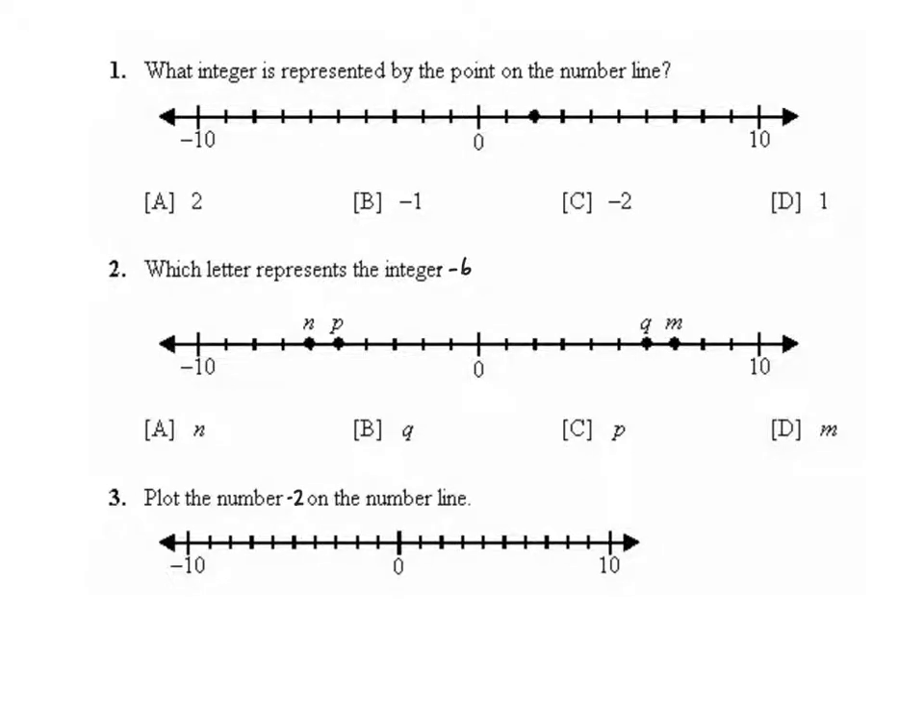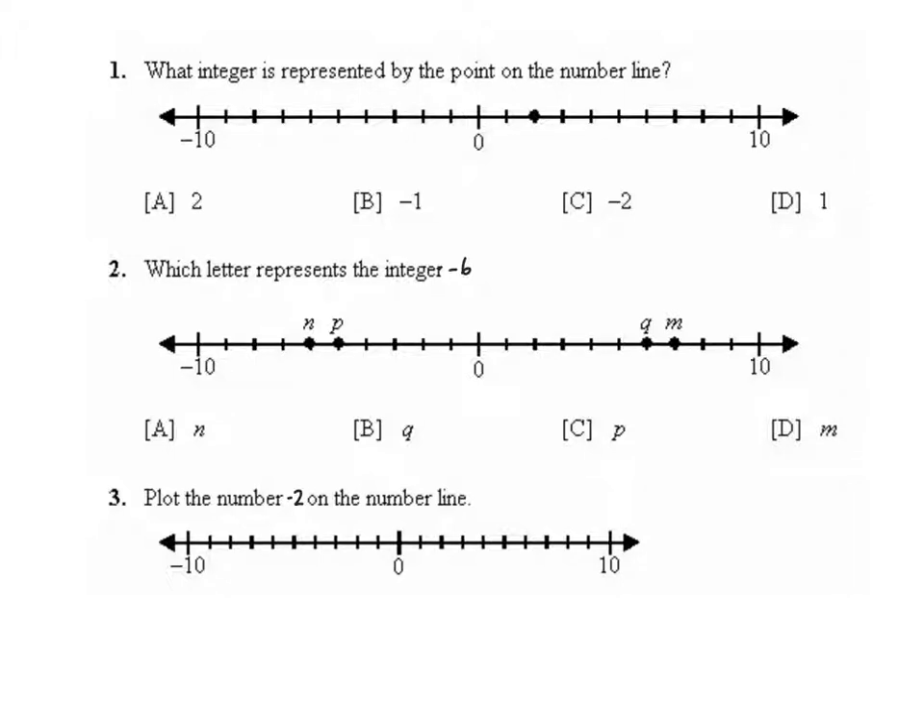In this video, I'm going to show some examples of how to locate and identify integers on a number line. Remember that an integer is just a positive or a negative whole number. On question one, number one, it says what integer is represented by the point on the number line.